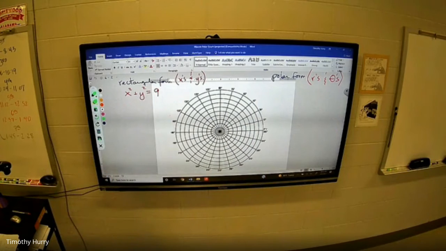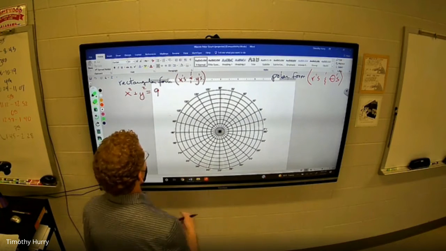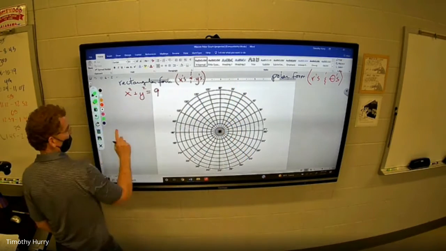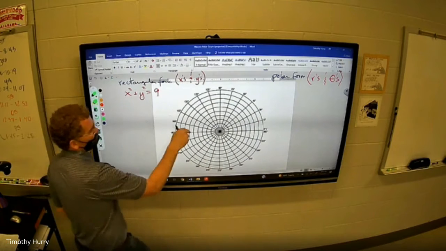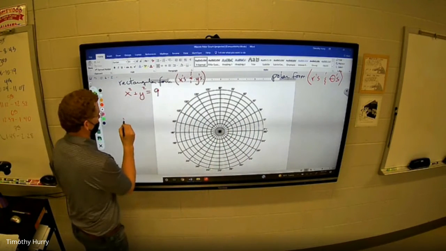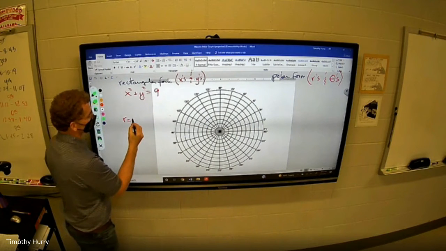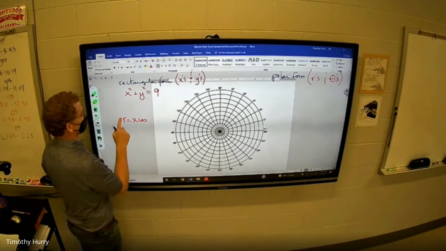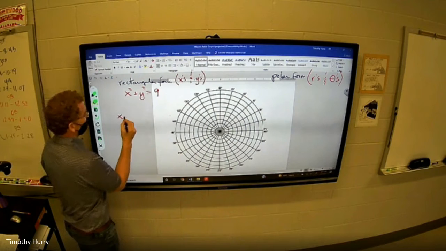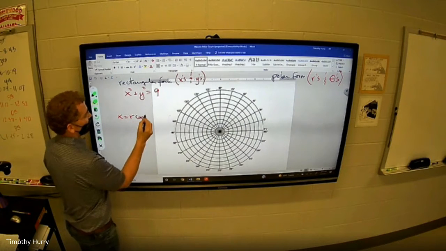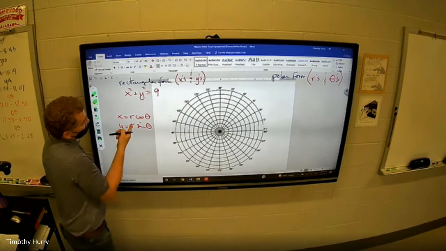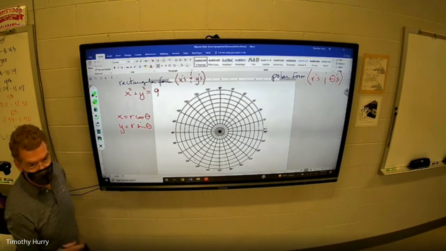Now, if you think about it, you already have a bunch of links. We already said that x equals what? R cosine theta. We already said that y equals r sine theta. So if I wanted to, I could make two quick substitutions in there. That's not the best way, but you could.